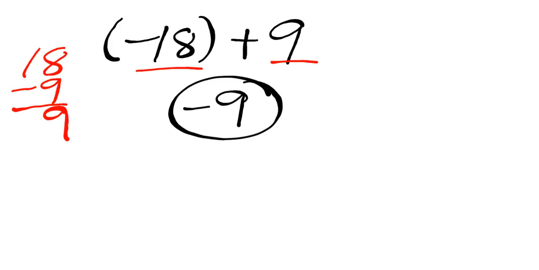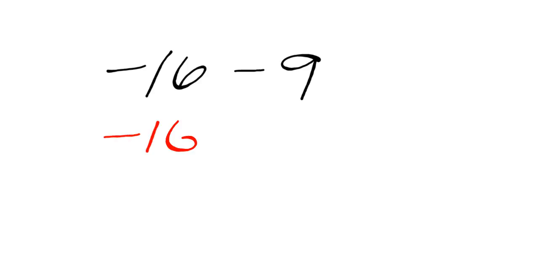Alright, let's go to number 8. Number 8 says -16 minus 9. Abigail, what's the first thing I need to do? You need to look at the signs and see if they're the same or different. They're different. We have a subtraction problem, so you have to change it to addition. Exactly, so we're going to change it to addition. What are we going to have, Abigail? Negative 16 plus negative 9.